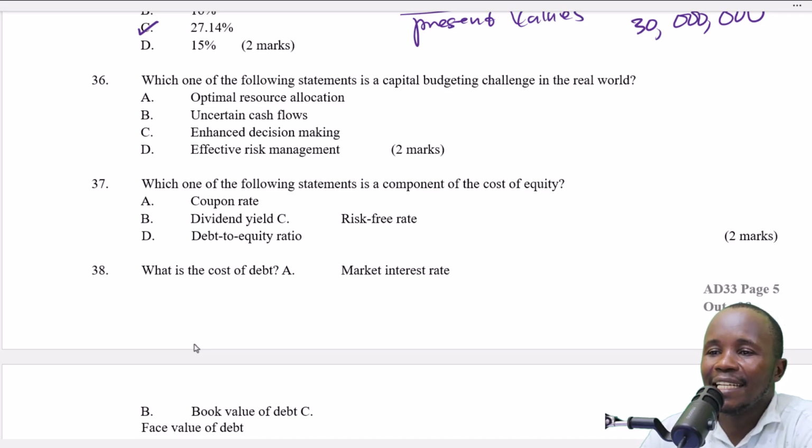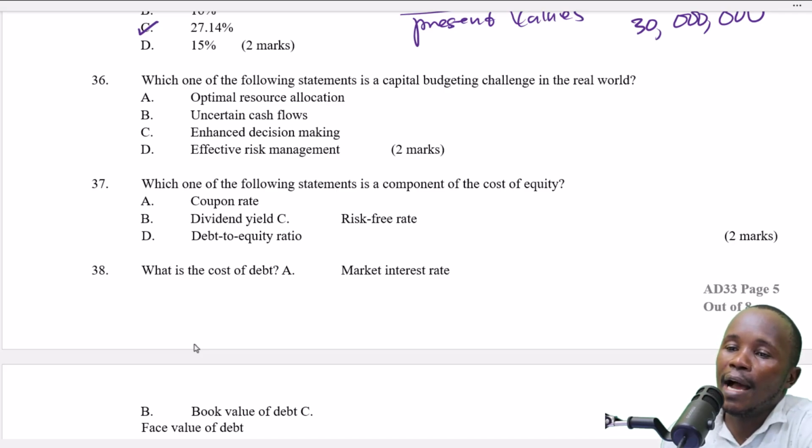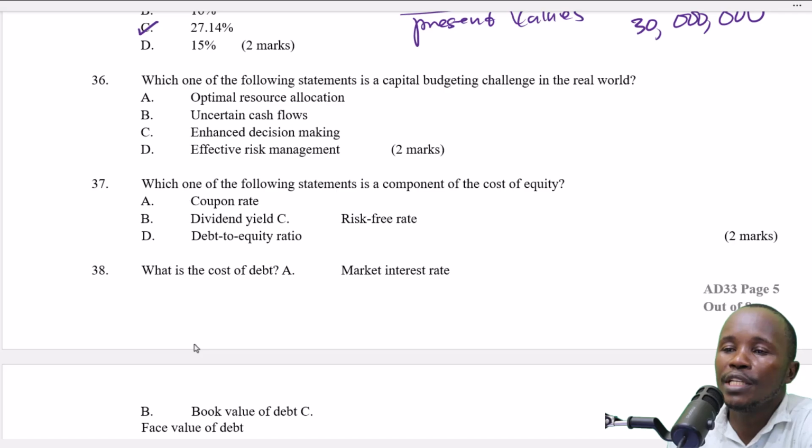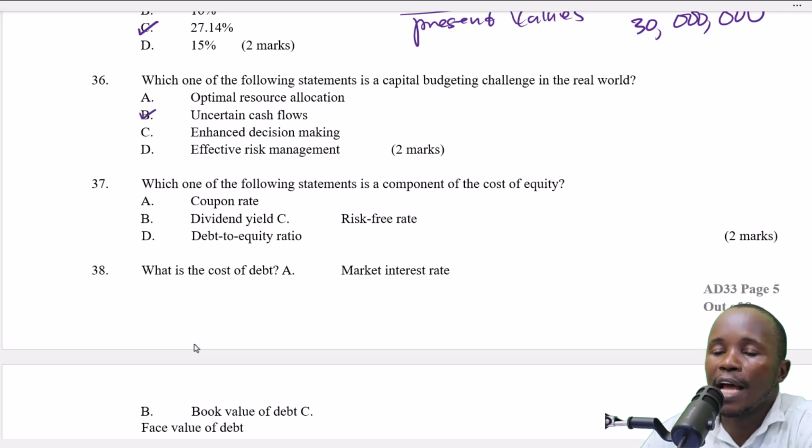Two, uncertain cash flows. You see, you are allocating resources on projects where you don't know their returns. You are estimating that this project is going to give you certain cash flows, but that is a projection. So let's look at the other answers that are provided: enhanced decision making, effective risk management. If you consider all these four answers, the real challenge when you are allocating resources is knowing the future cash flows, because you are basing your argument on resource allocation on the cash flows that are expected to be generated by certain projects, so that you now agree that this is the project to take. Therefore, the real issue here could be knowing the exact amount of cash flows that will be generated by that project or by those projects. That could be the real challenge.